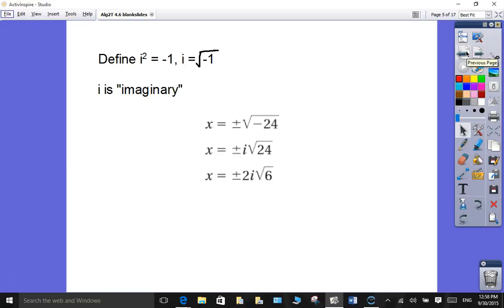Okay, so the way we deal with the square root of a negative is we introduce i squared equals -1, which means i, that's the lowercase letter i, equals the square root of -1. i is imaginary.